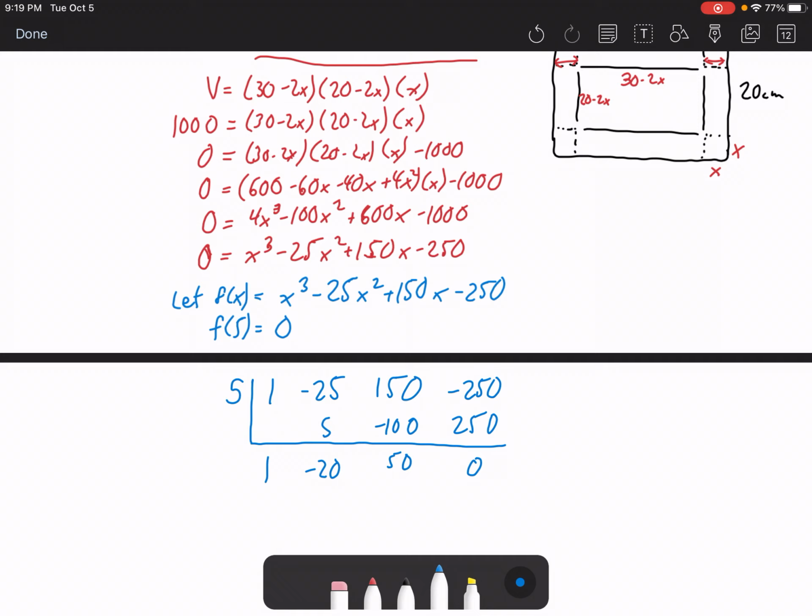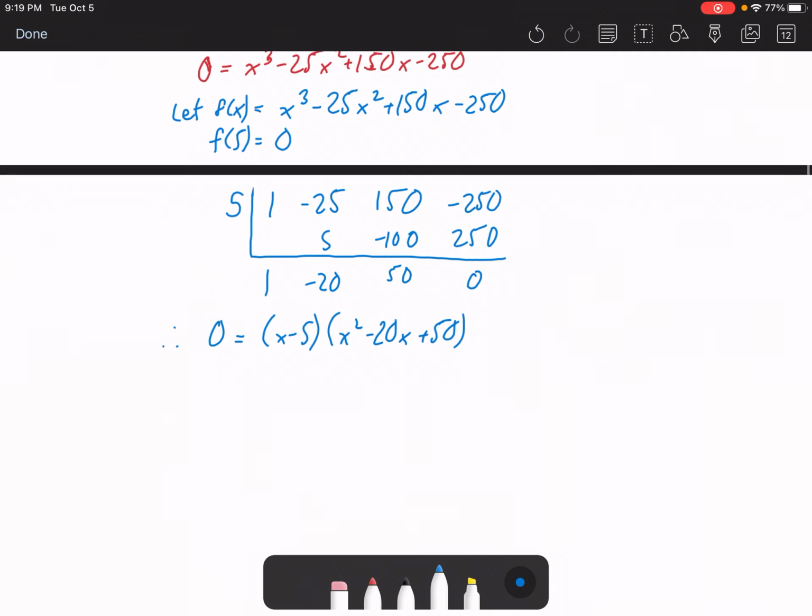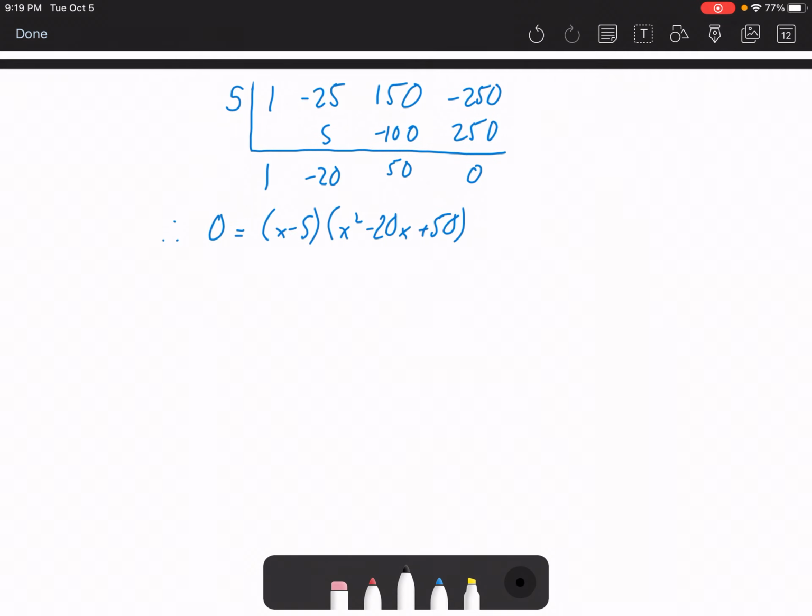Okay, so now this means this function is originally now x minus 5 times x squared minus 20x plus 50. Well, that means there are two possible zeros here. One possible zero is x equals 5. Another possible zero, because this can't be factored, I had to use the quadratic formula to solve this one.